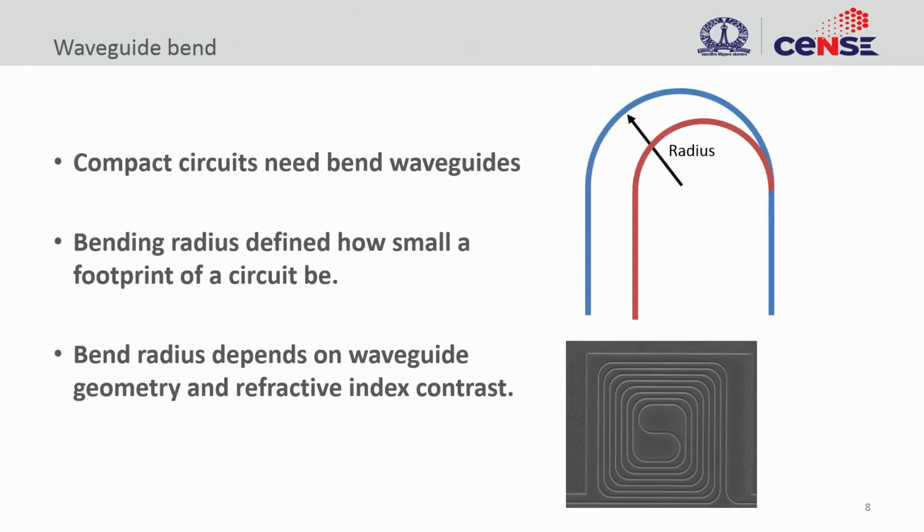And the next important type of structure is bend waveguides. Straight waveguides are relatively easy to understand because we have done the solutions there, but bend waveguides are interesting structures on their own. The reason for having bend waveguides is to make the circuits really compact. That is what we would like to do, by bending with a very sharp bending radius.